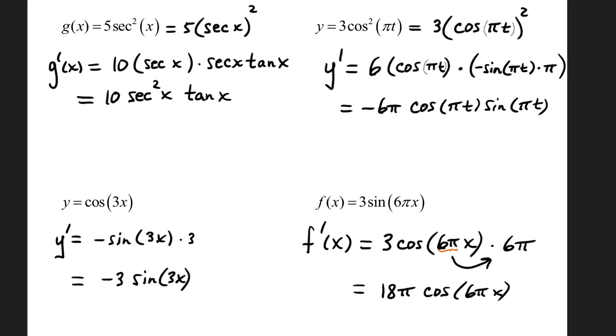The example at the top left of your screen, we have the function defined as 5 secant squared x. With trig functions, if you see a power directly above the trig part between the trig function and the angle, you can bring that out. That secant squared x can be written as secant x quantity squared. This helps it look a little bit more chain rule friendly.